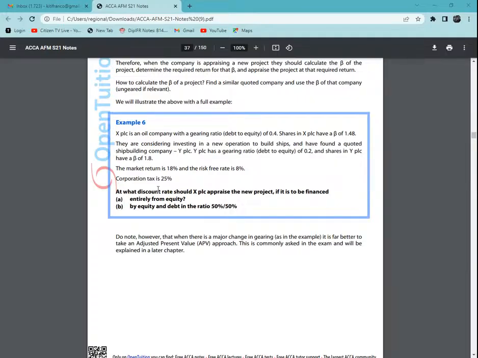Now, my good students, I can see a situation where I've got two beta values, 1.48 and 1.8. Between those two beta values, which one is the relevant beta value that I should start using for purposes of computing a base net present value? Which one is the most relevant beta? Should I use 1.8 or rather 1.48?